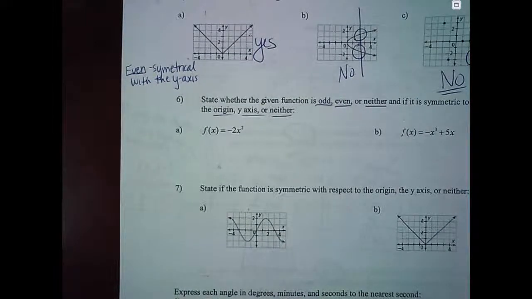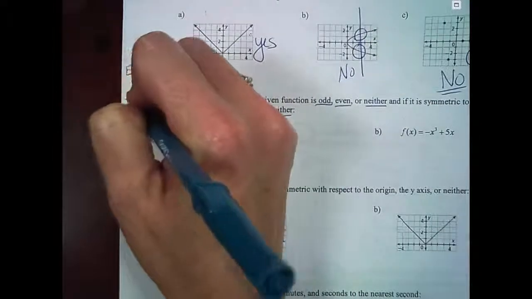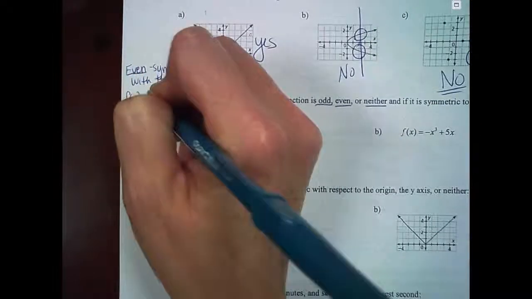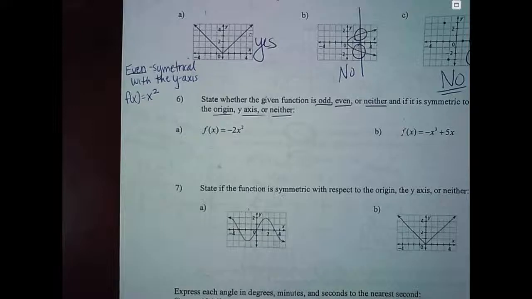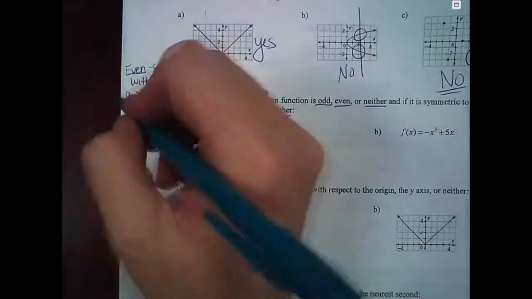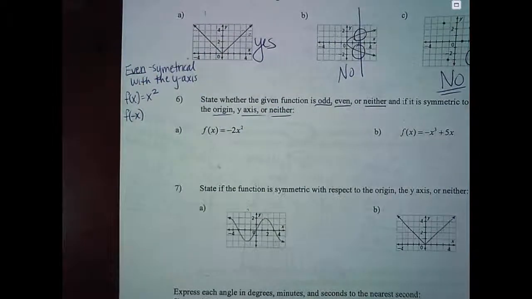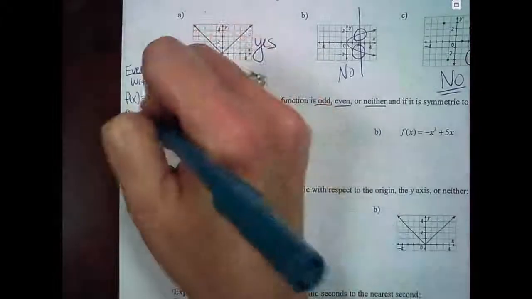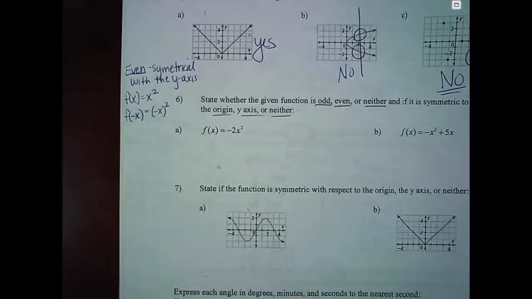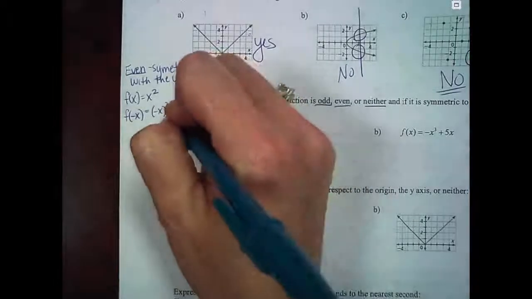Right, and the way we proved it was, for example, x squared. So if I tell you f of x equals x squared, watch. Remember what we would do is try to plug in negative x and see what happened. So what would happen if I took negative x and squared it? What answer would I get?